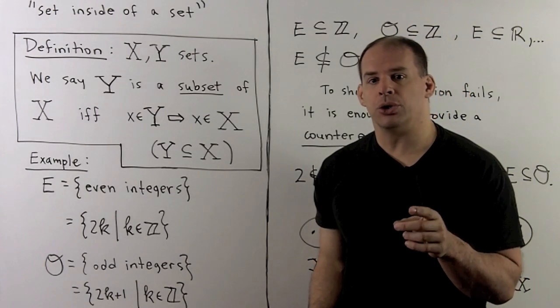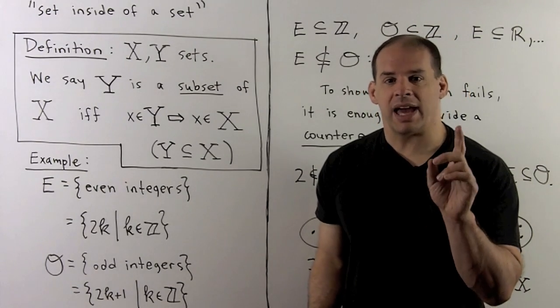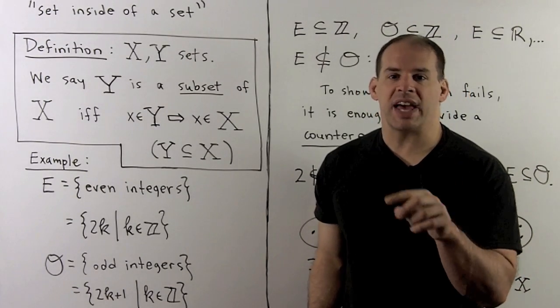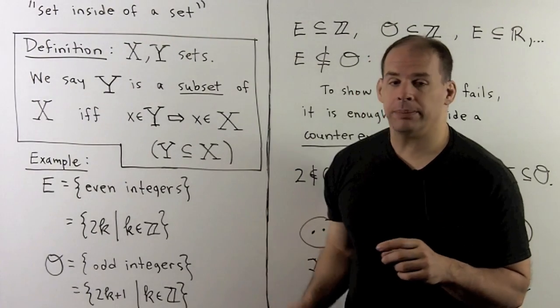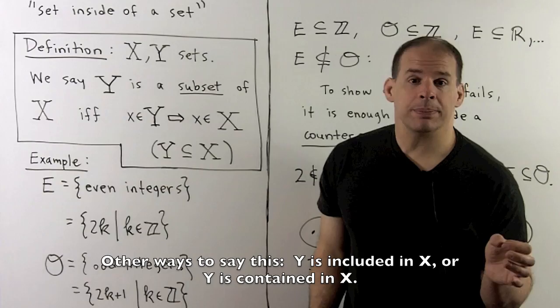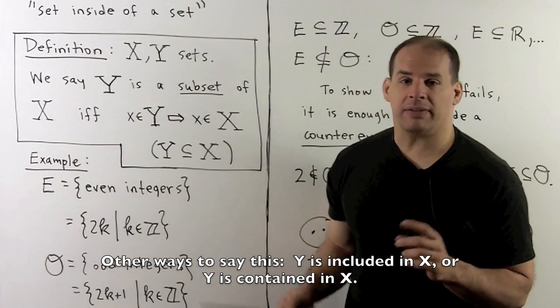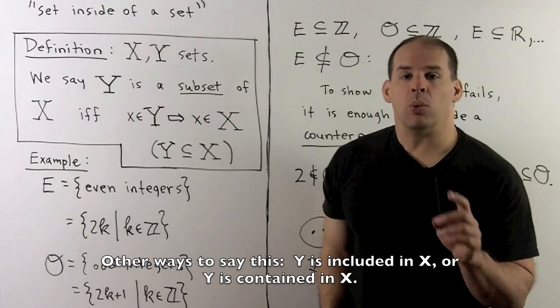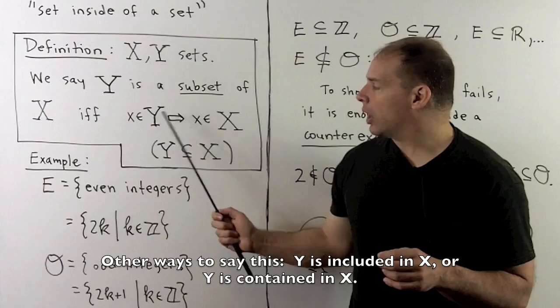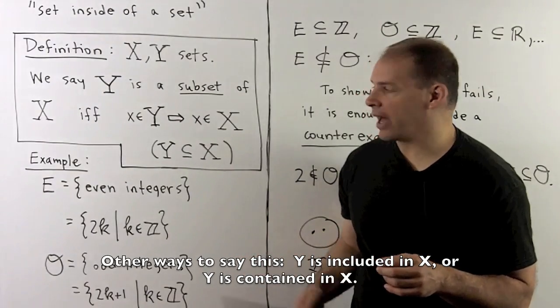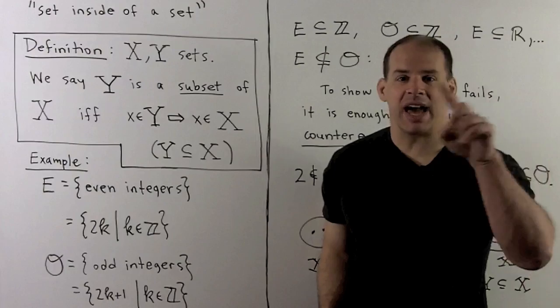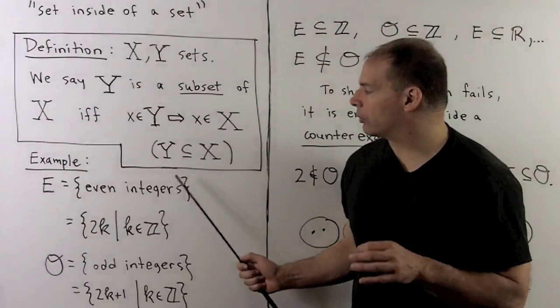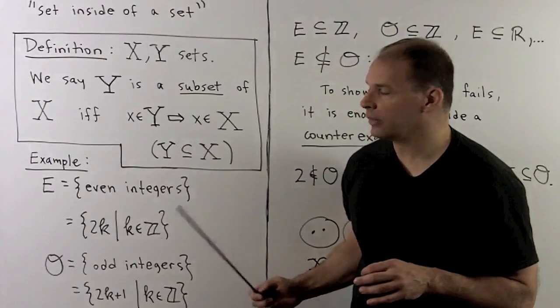We could generalize the notion of membership in a set to ask, when is a set inside of another set? Definition: X and Y are sets. We'll say that Y is a subset of X if and only if, whenever x is in Y, we also have that x is an element of X. So that's just saying Y sits inside of X. We write this like this.